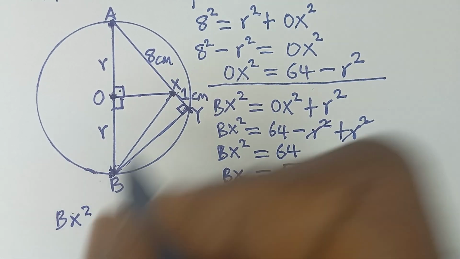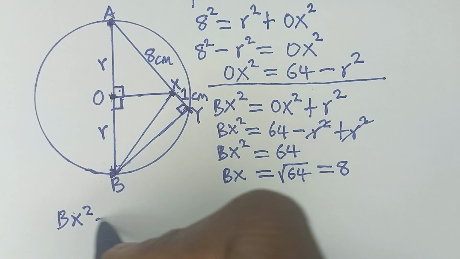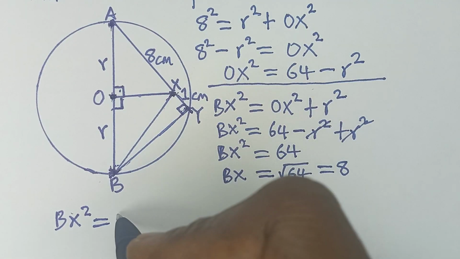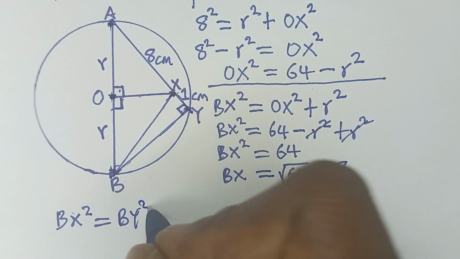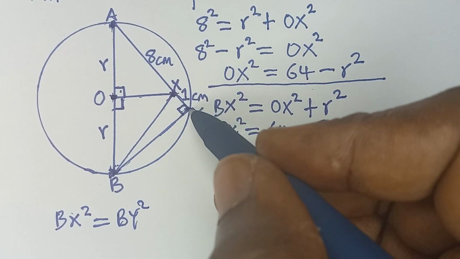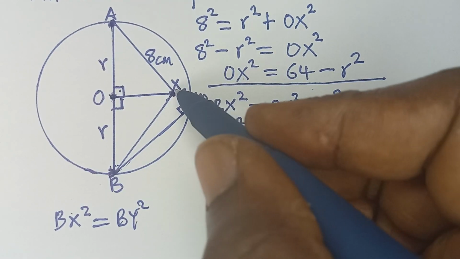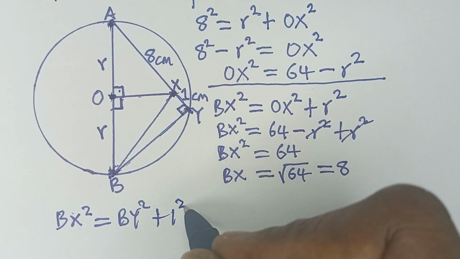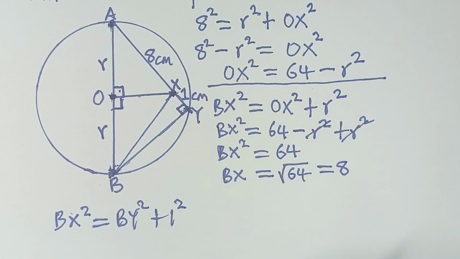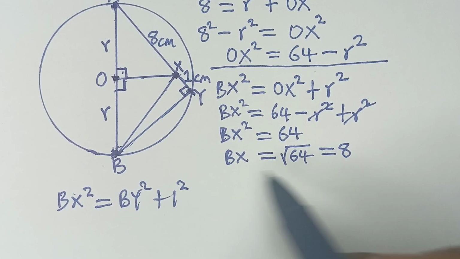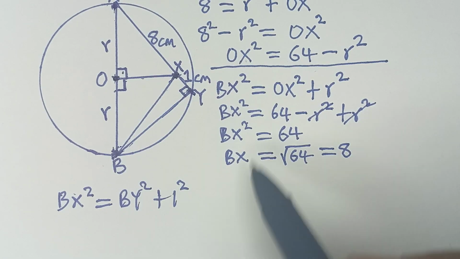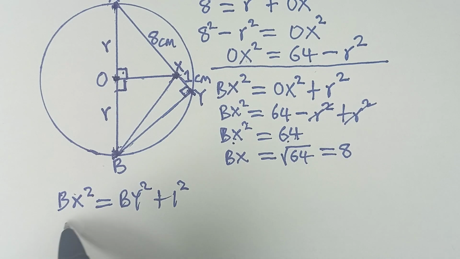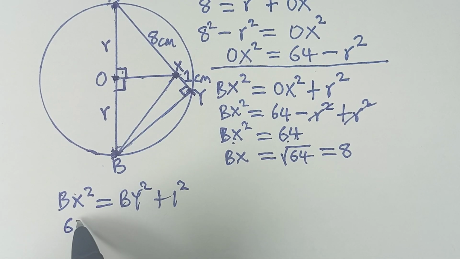now, which is the longest side, is equal to the sum of the other two sides. So BY square, and then added to this last part, which is 1. Don't forget XY here is 1 centimeter. So plus 1 square. So our BX square is 64. Don't forget, BX square is 64 because BX is 8.